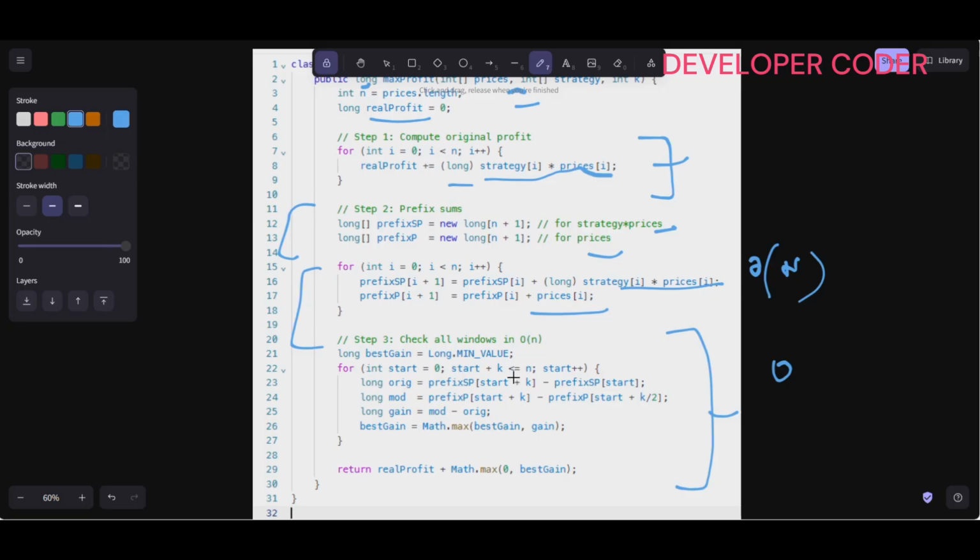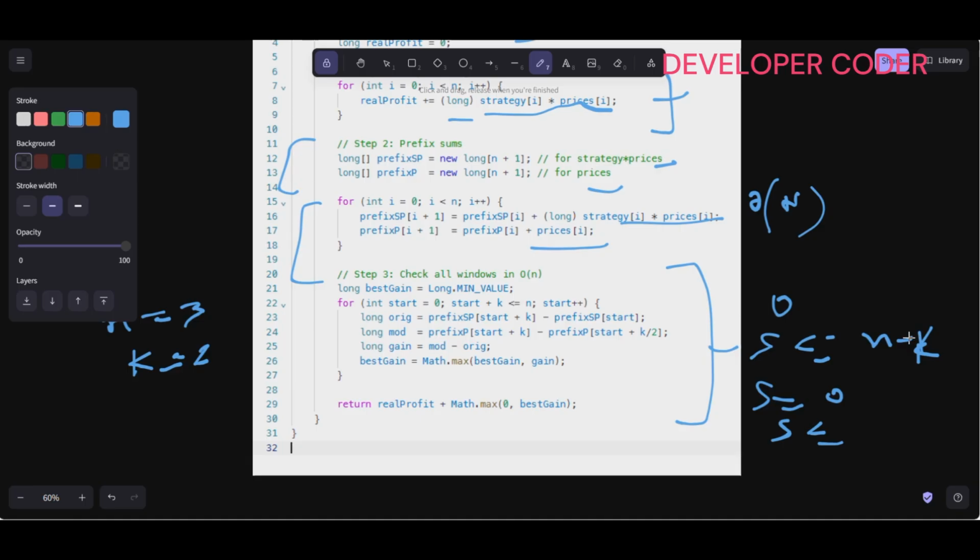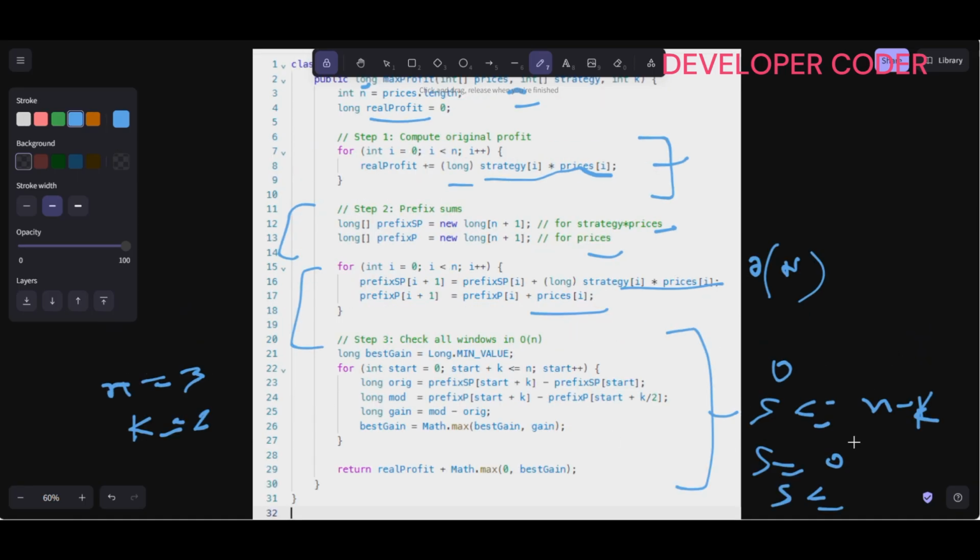Start is 0 and k is 2, so 0 plus k is nothing but 2, right? So start plus k is less than or equal to n. So I can write start is less than or equal to n minus k. Let's say n is 3 and k is 2 for example number 1. So start starts from 0 and runs until less than or equal to n minus k, that is 3 minus 2, which is 1. So s is less than or equal to 1. Until there we have to run, so that's why I'm writing this.